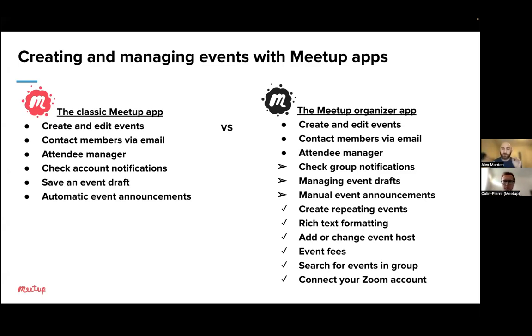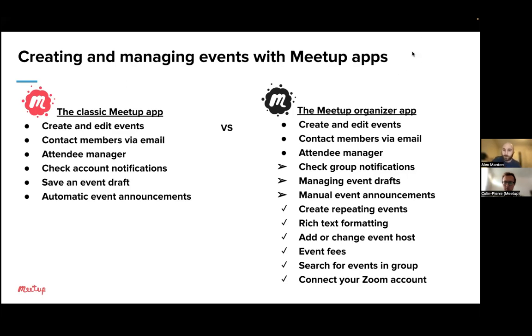And then below that, on the right-hand list, you'll see exclusive features for the Meetup for Organizers app. Never before on your phone have you been able to create repeating events. Never before have you been able to design event descriptions with rich text formatting like bolding and italicizing or including hyperlinks. You can add or change your event hosts. We have a new feature where you can set up event fees. You can charge a small fee for attending your events. That's an important way that organizers often use to offset costs for their subscription. And we're trying to make that a more convenient process for everyone by making it available on your phone.